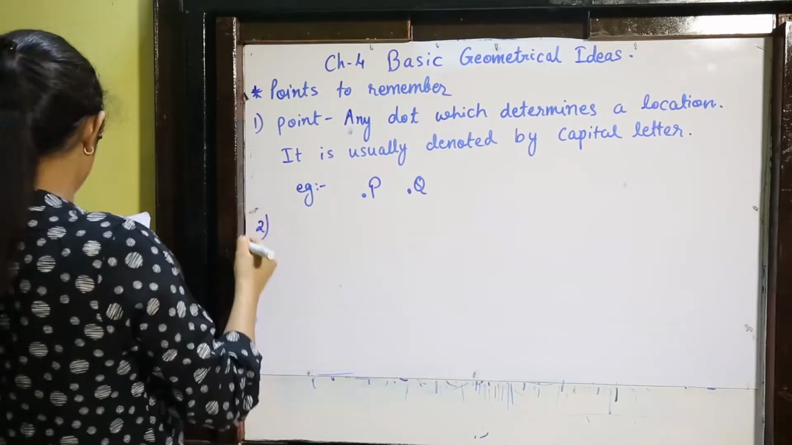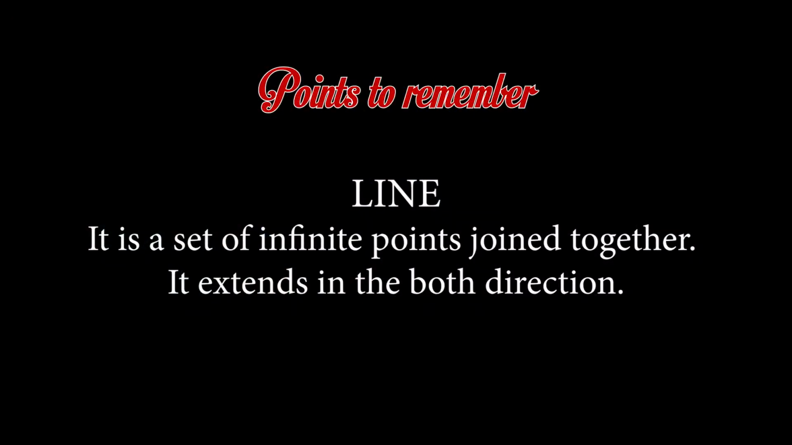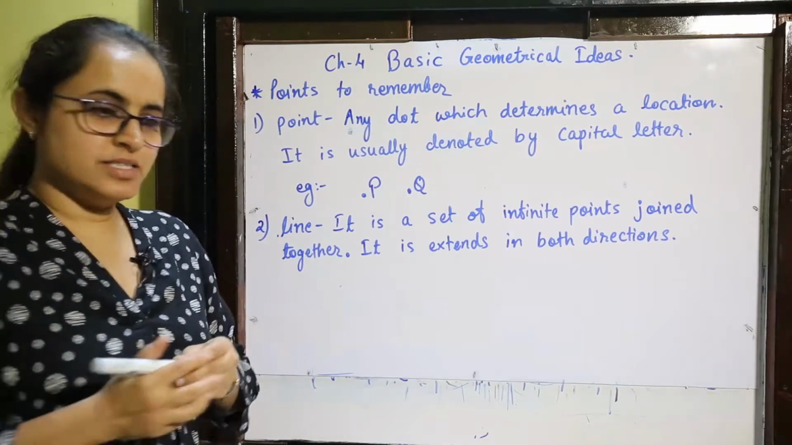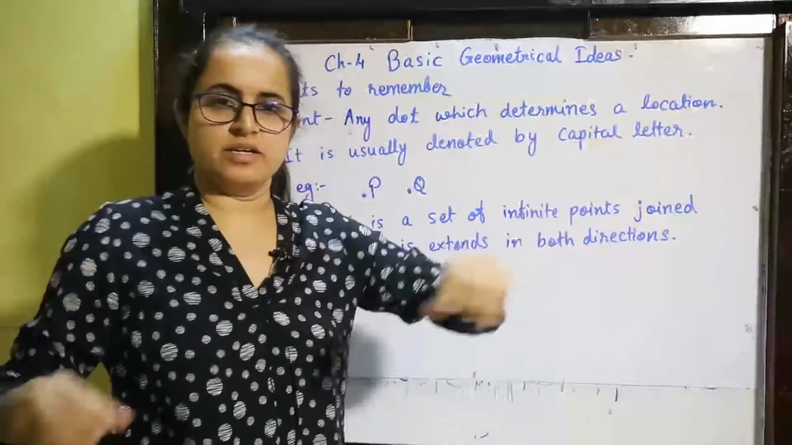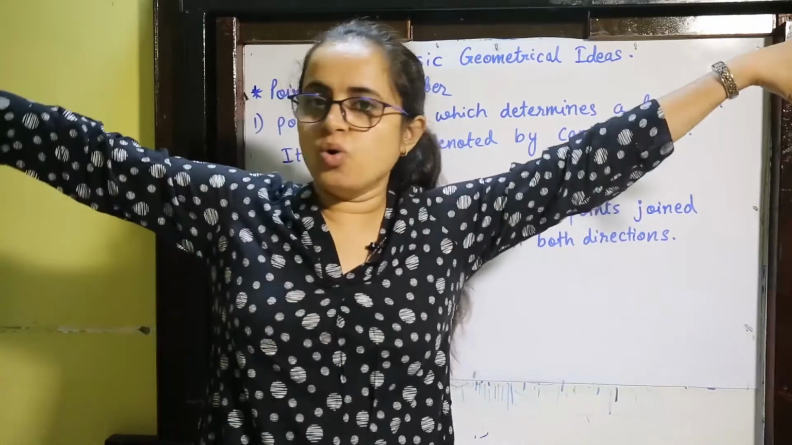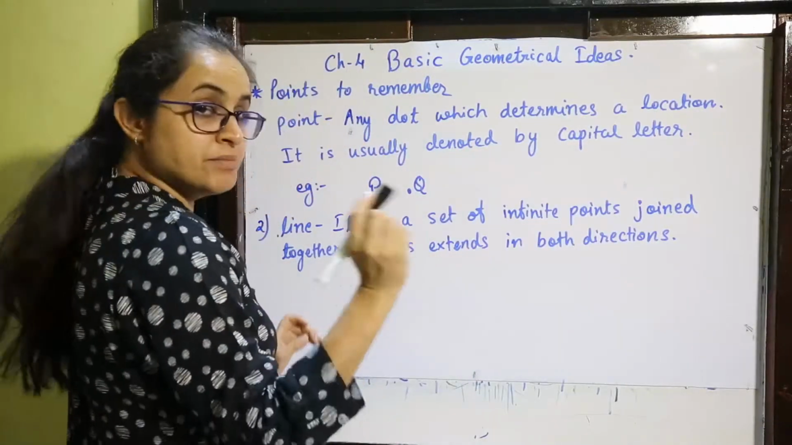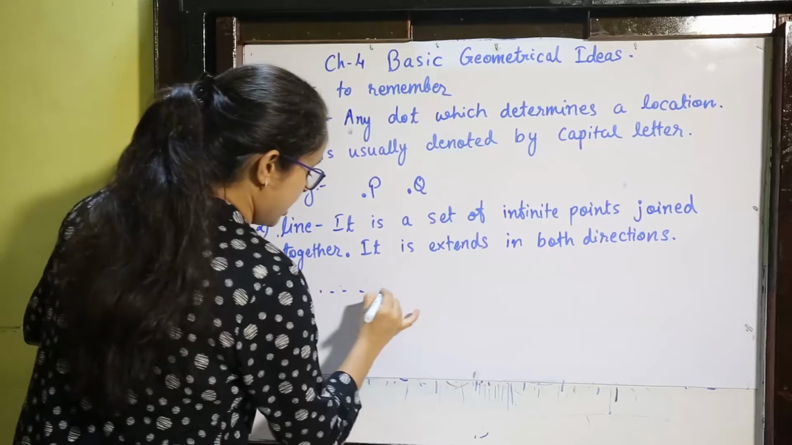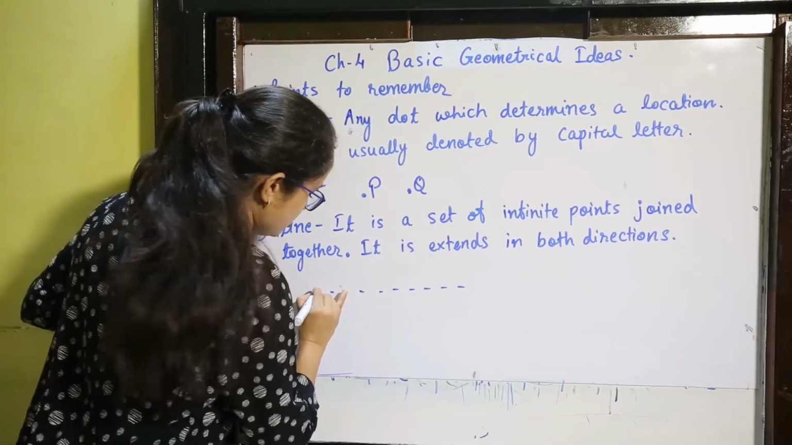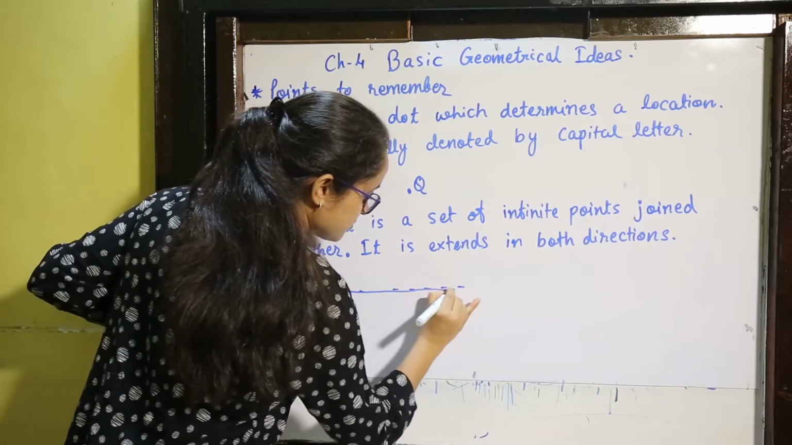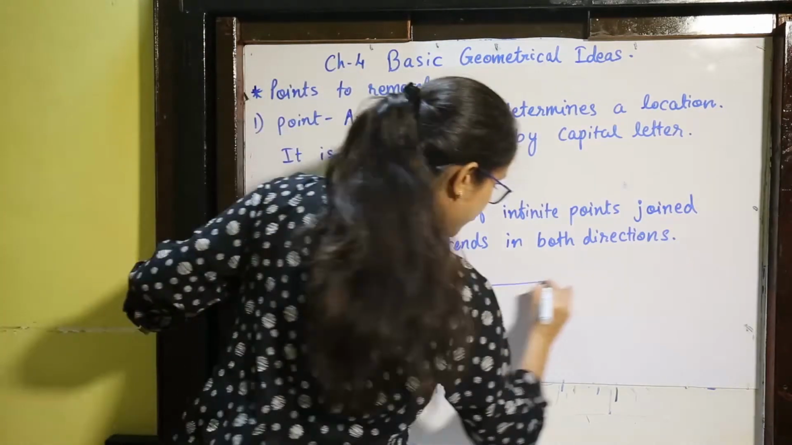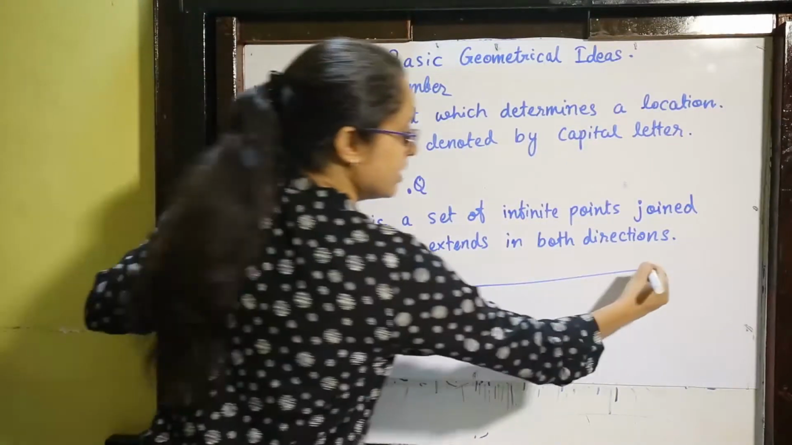Now the next concept is line. A line is a set of infinite points joined together. It extends in both directions. Now I will explain what a line is. A line means there are so many dots joined together and it extends in all directions. I am giving an example, you don't need to write this. I have these dots. If I join this dot to this side also and to this side also, this is called a line.